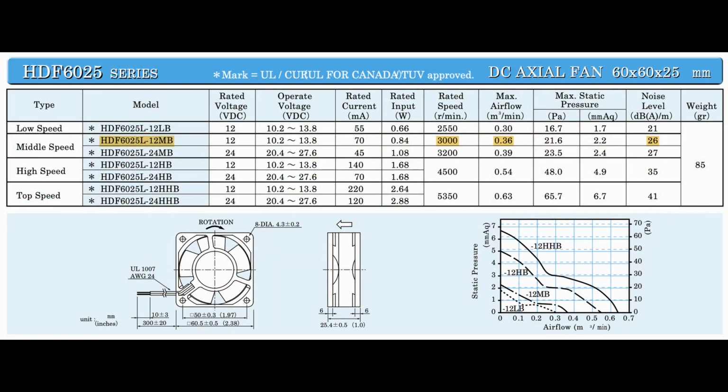Here are the specifications for the original fan highlighted. Link in the description. So 3000 rounds per minute, 26 decibels, and 0.36 cubic meters per minute, which equals 21.6 cubic meters per hour. So the 21.6 cubic meters per hour is the value we don't want to go below.